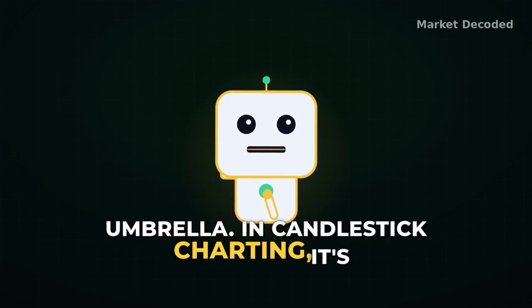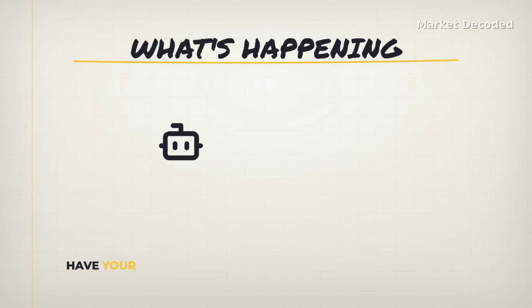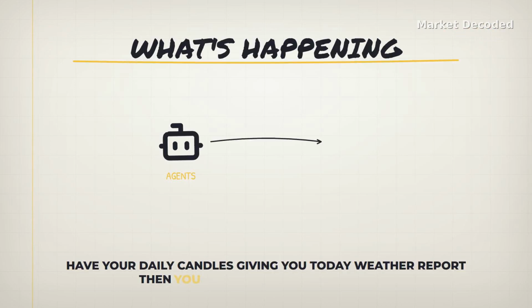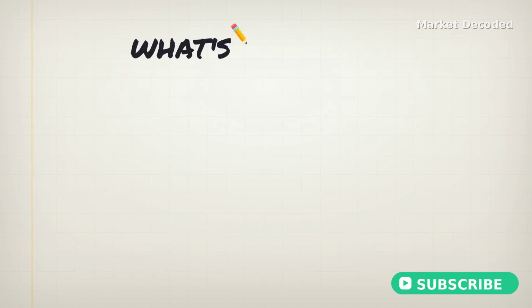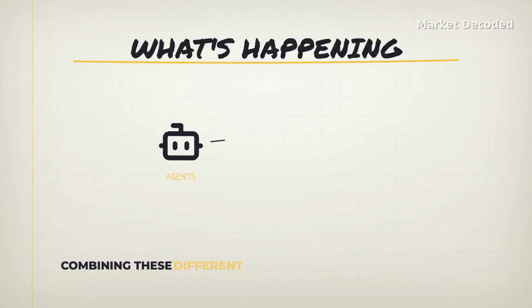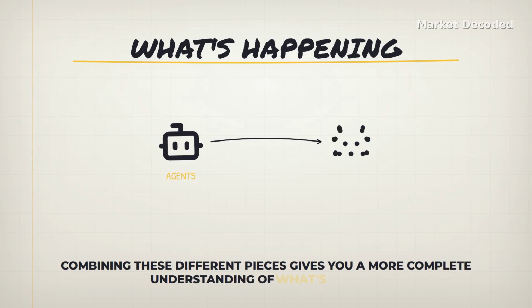In candlestick charting, it's similar. You have your daily candles giving you today's weather report. Then you look at weekly and monthly charts for a bigger picture. Where is the general climate heading? And here's the key. Combining these different pieces gives you a more complete understanding of what's happening in the market.